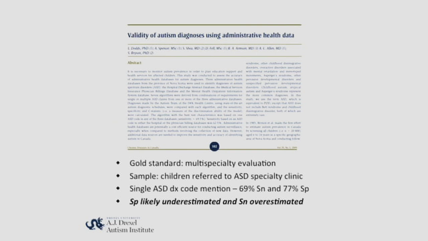these are kids where there was worry that they had autism. They made it to a multi-specialty clinic, so the chances that they were confirmable, even through the administrative claim, was probably higher than in the population. So this is really the only validation study that's been done. So, you know, the work that we were doing was adding to this base.